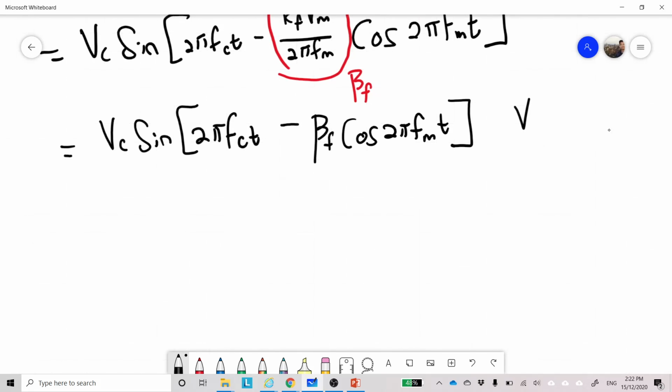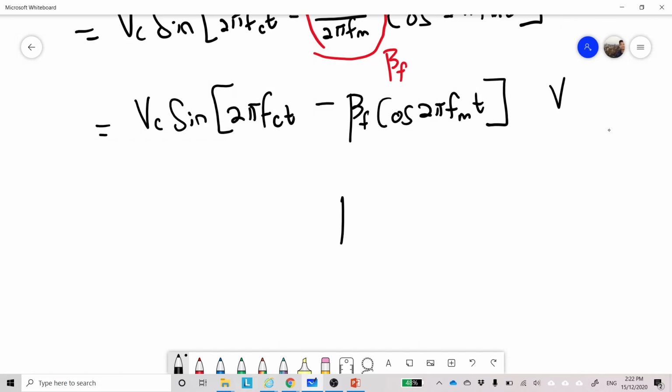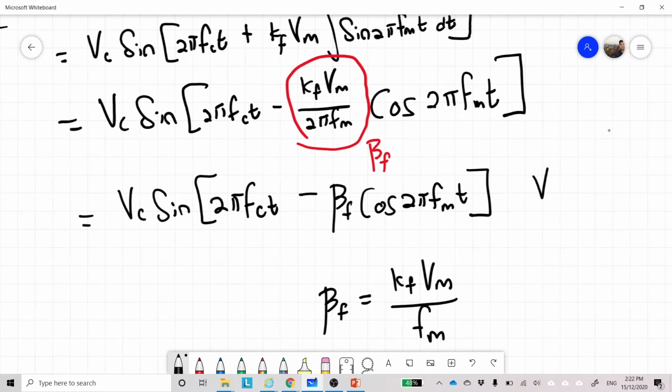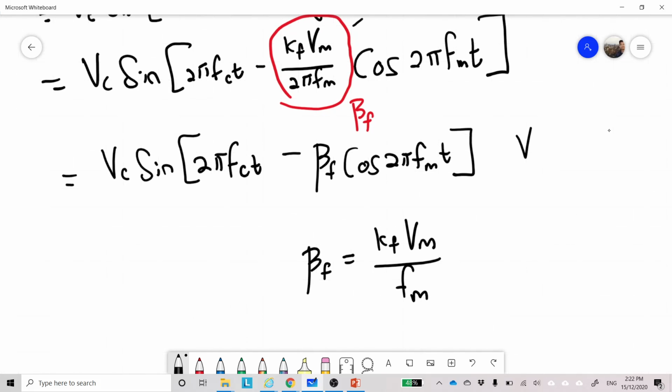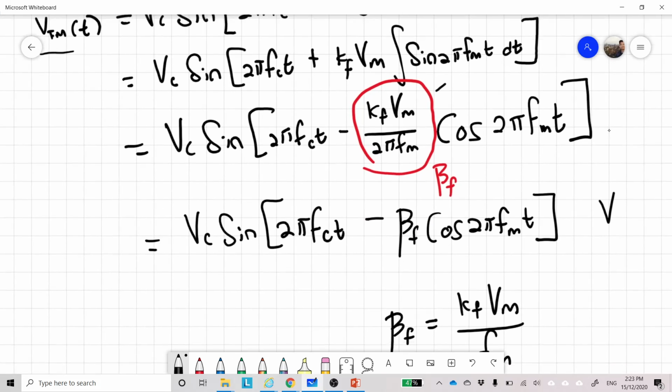Okay, so parameter yang beta F, so beta F juga boleh dibuat dalam sebutan KF VM over FM depending on the value of KF. Kalau KF adalah hertz per volt, maka kita boleh gunakan yang ini. If KF parameter is in term of radian per second per volt, maka kita boleh gunakan yang atasnya. Okay, it doesn't matter. Okay, tidak ada masalah.